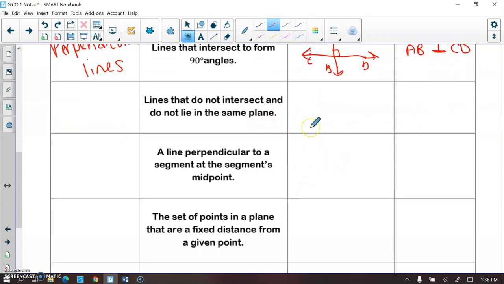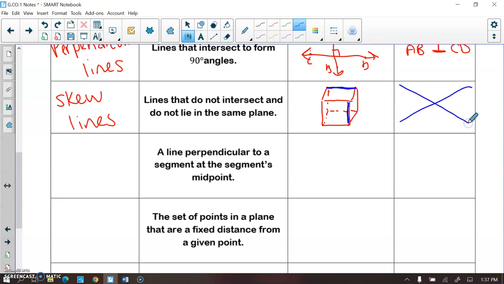Skew lines are lines that do not intersect and are not in the same plane. I apologize. So let's draw that cube again. This will be the last one before we move on to another video to do the rest of the vocab words here. This line and this line are not in the same plane. They will not intersect. They are skew. There is no notation for skew lines. All right, continue on in part 2.